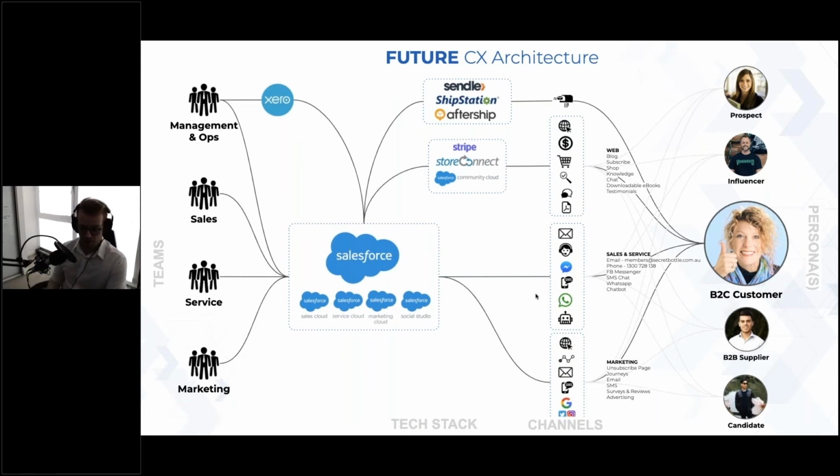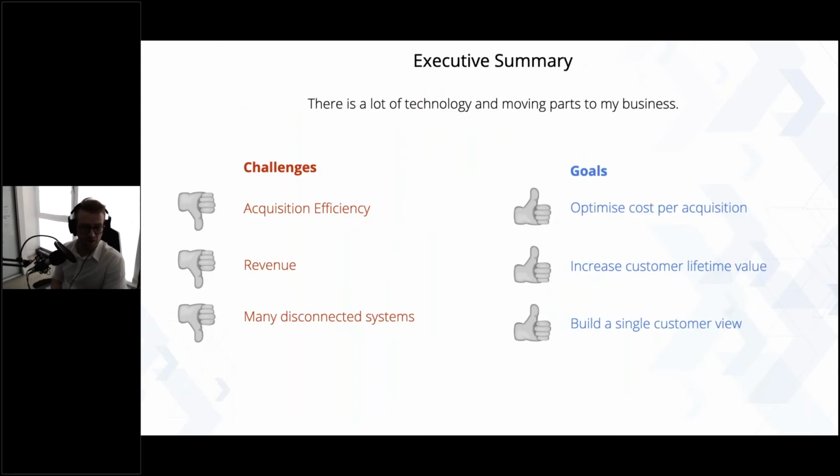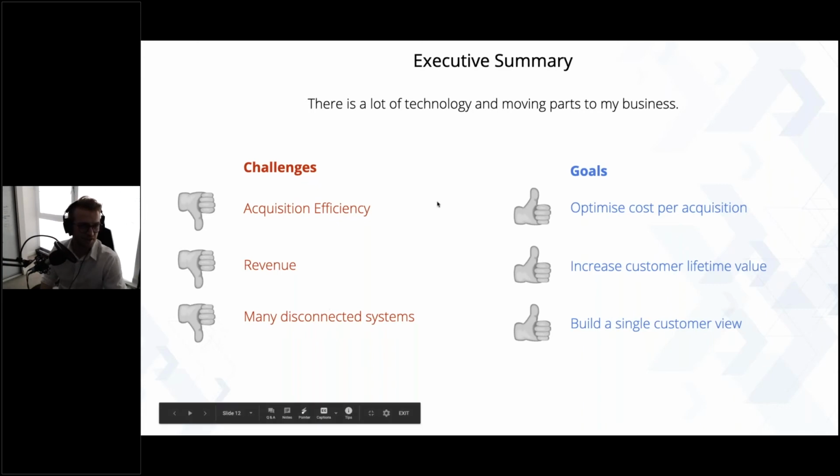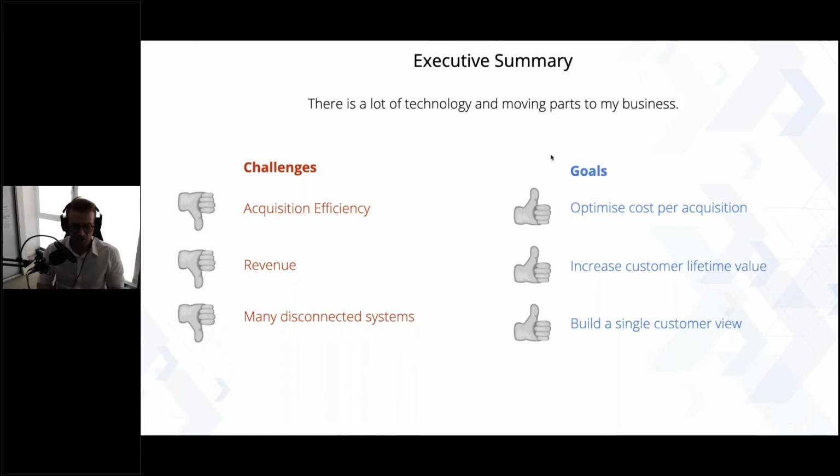Cool. So that's that. I think we also came out with a high-level summary of challenges and goals. Key challenges: acquisition efficiency, revenue, and many disconnected systems. Key goals: optimize cost per acquisition, increase customer lifetime value, and build a single customer view. So these are the kind of, if we were to summarize where he was at the start of the conversation, before we continue to design the future.